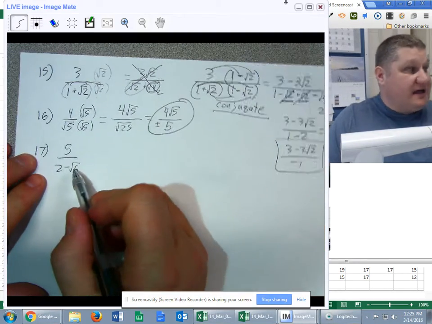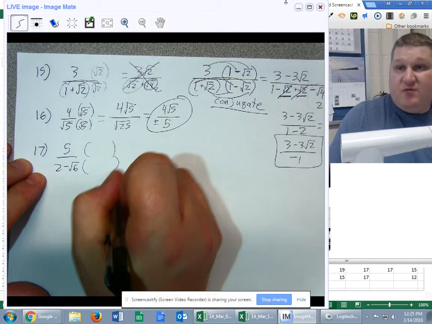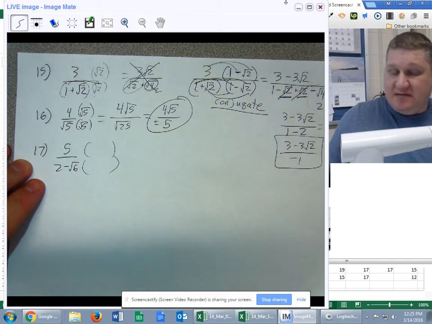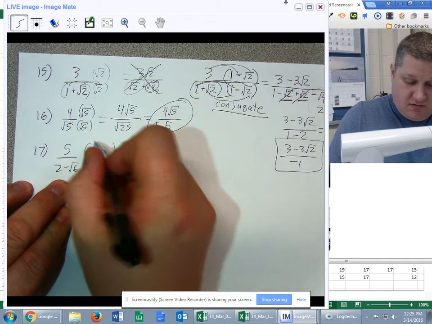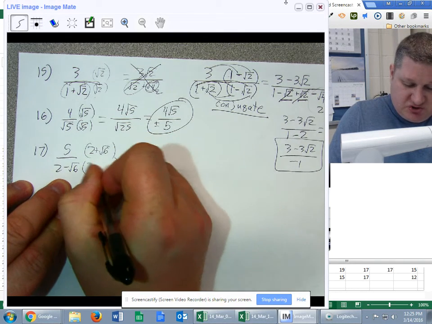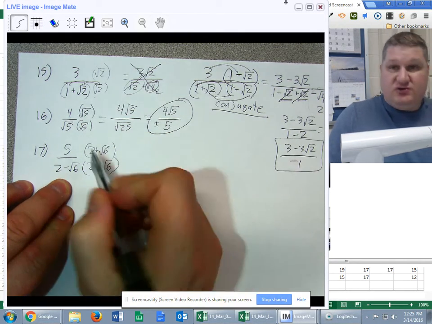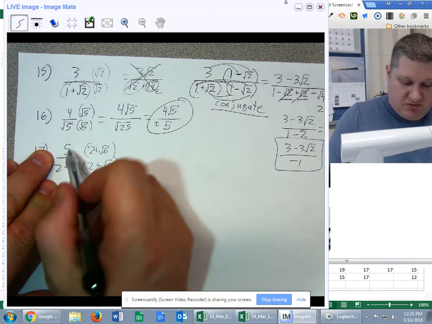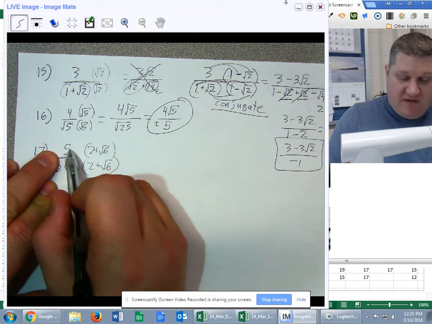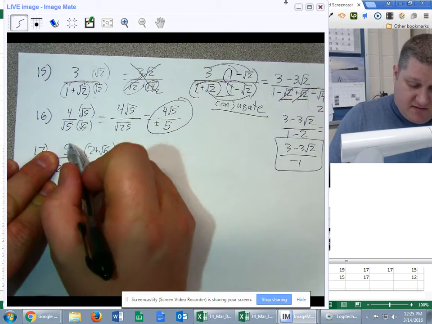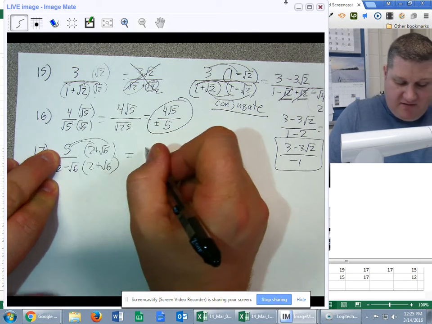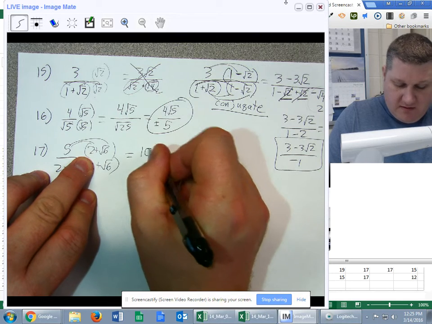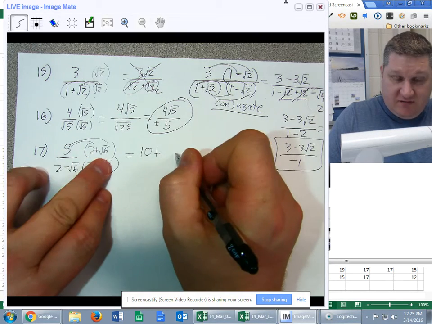Let's do one more like it. Top and bottom, what do I multiply by? 2 plus root 6. What do I have to do to the top? What do I have to do to that 5? Expand it. Give it away. I love it. 5 times 2 is? Good. 5 times root 6.